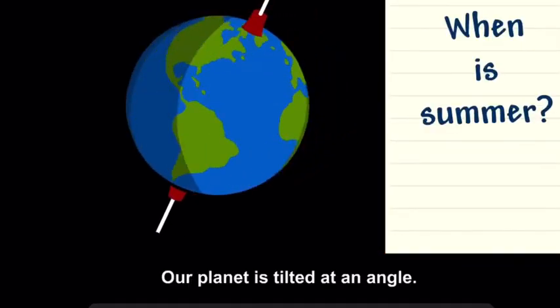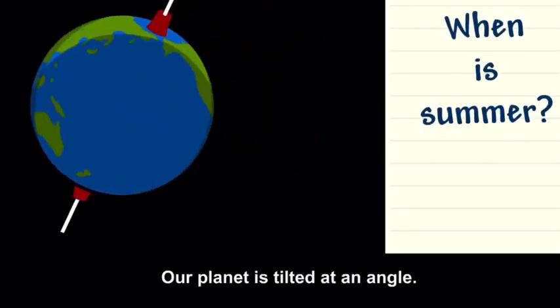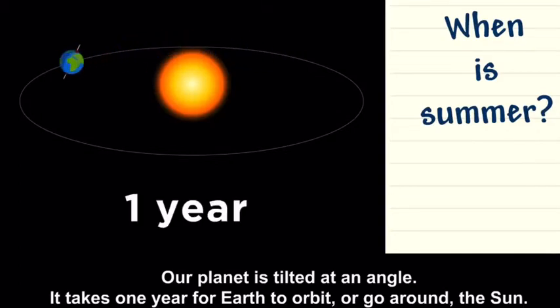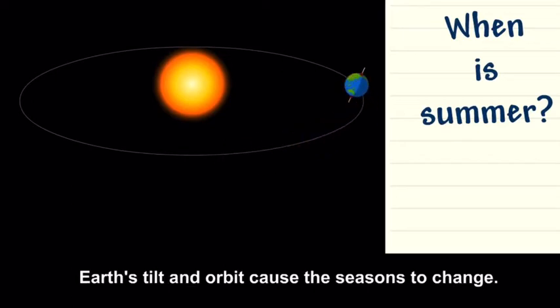Our planet is tilted at an angle. It takes 1 year for Earth to orbit or go around the sun. Earth's tilt and orbit cause the seasons to change.